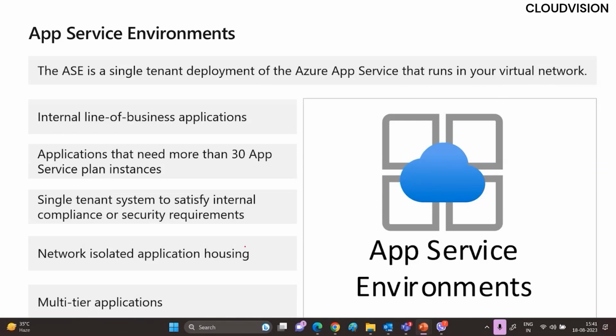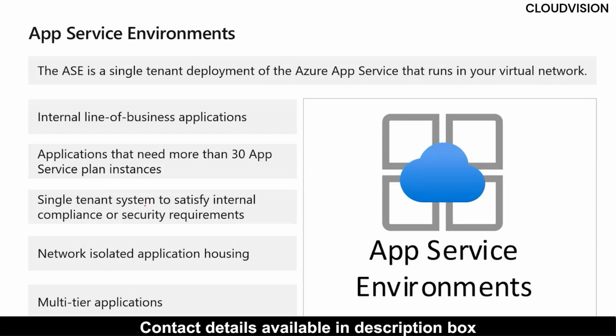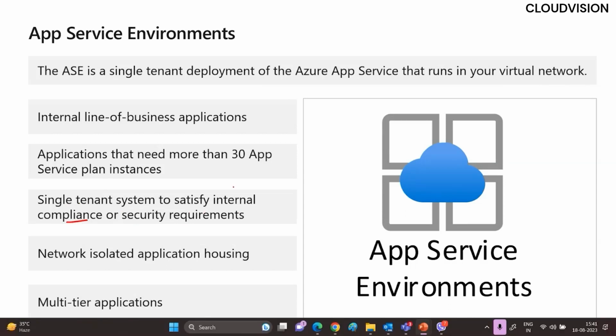Network isolated application hosting. There you can have your internal applications, you can have your multi-tier applications, you can have multiple applications in one environment. And the good point is, it's a single tenant system to satisfy internal compliance or security requirements. Sometimes your company wants to create the application on a secure network, a private network. So for them, App Service Environment would be the good choice. This is called an isolated environment.